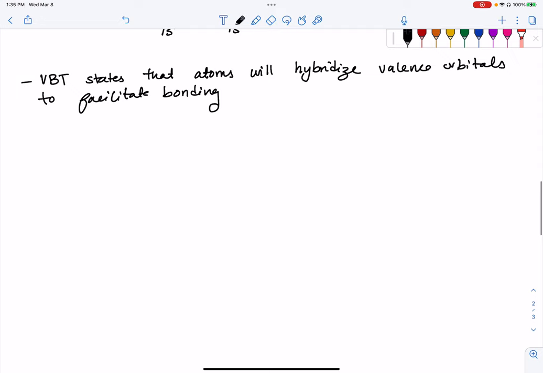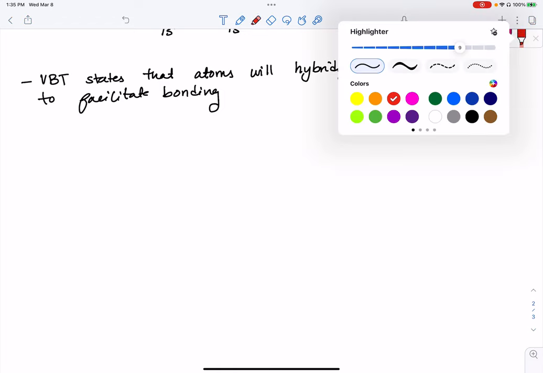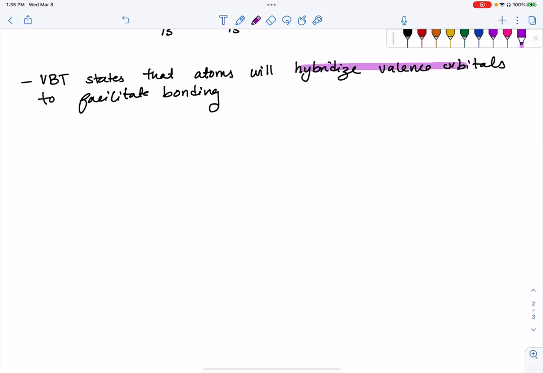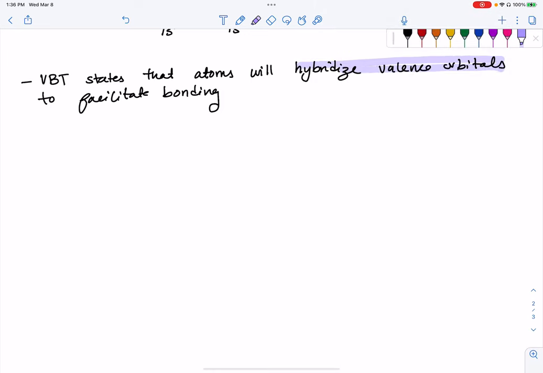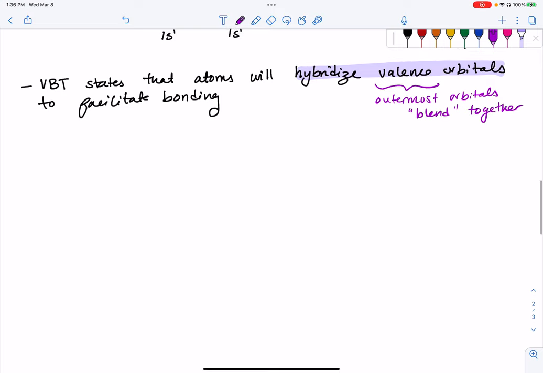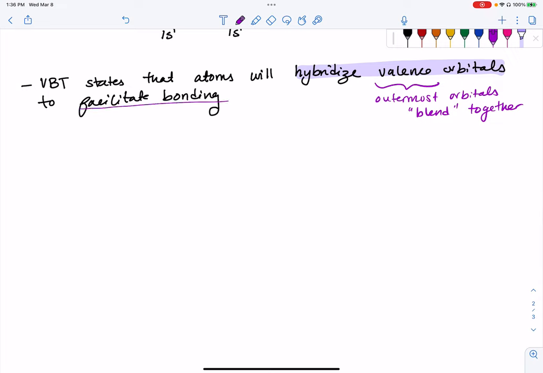So what on earth does that mean? First of all, atoms will hybridize their valence orbitals, meaning that their outermost orbitals will blend or combine together. And how on earth does that facilitate bonding? Like, what does that even mean?